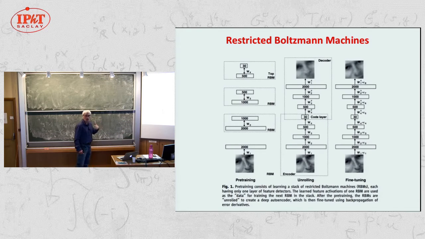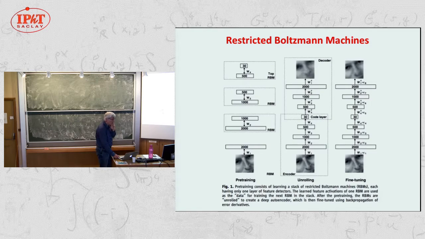So RBMs came back to life, let's say, about 10 years ago to pre-train deep networks. But then people were able to do training in a more efficient way, and RBMs were also a little bit less used compared to deep architectures. Okay, so this paper was very influential in the field.